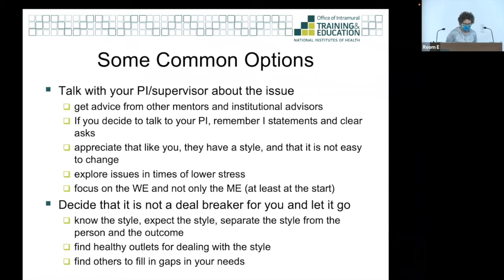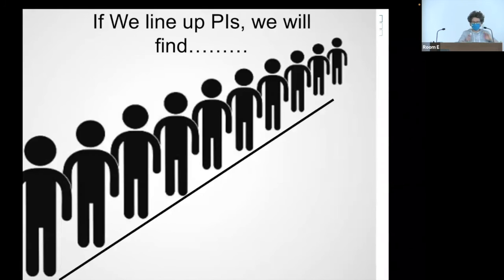And sometimes when the style that's an issue is that they avoid some things, or they're not a mentor in one area or another, find others to fill in the gaps. All right, so there's a lot of ways that you could come to just accept it. It's not a deal breaker, I'm going to let it go.